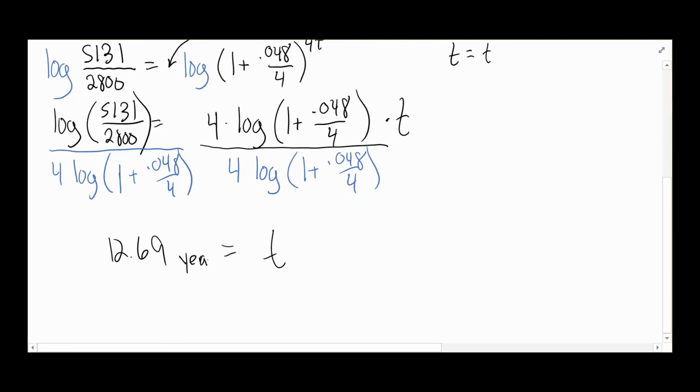And this should make some sense that our money almost doubled, so to take about 13 years to double should make sense.